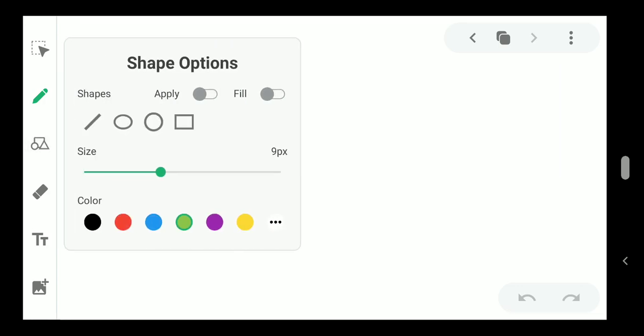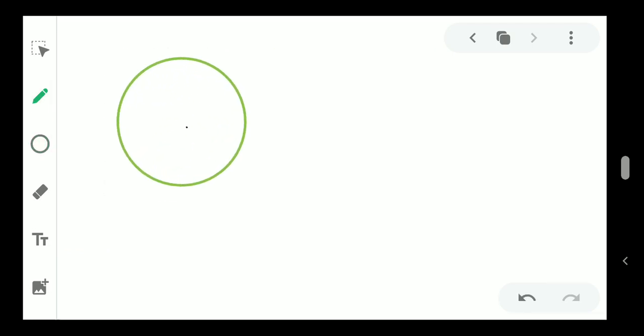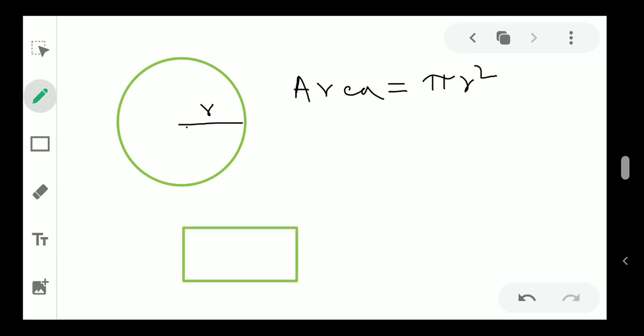We know that the area of a circle is always what? Pi r square. So r is the radius, so I can write the area for a circle is always pi, which is 22/7, into r square. We even know the area of a rectangle. So if this is the rectangle, and this is length and this is breadth, we can write that area is equal to length into breadth. So that we even know.